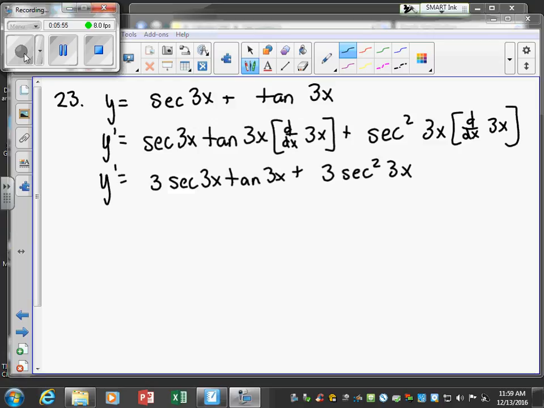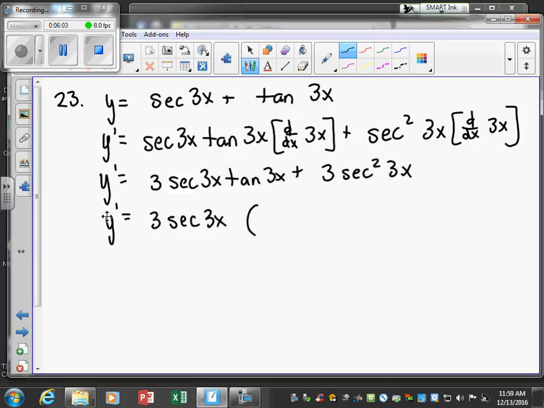Check for a GCF. We're going to have a 3. They also have a secant 3x in common. So that would leave us with a tangent 3x left in the first term, and in the second term, 1 secant 3x term.